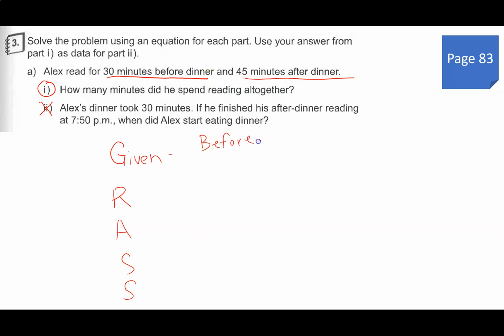Before, 30 minutes. After, 45 minutes. All right.